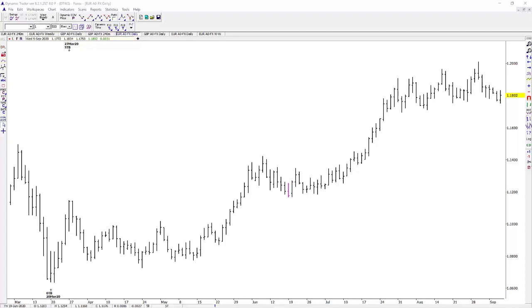So let's dissect some data here and see what the probable wave count is and what the probable outcome is, given the potential wave count that we've identified on the chart. This is the euro-dollar daily data, and it's several months of data from around March 2020, and as of at least the last bar on the chart, it's early September of 2020.